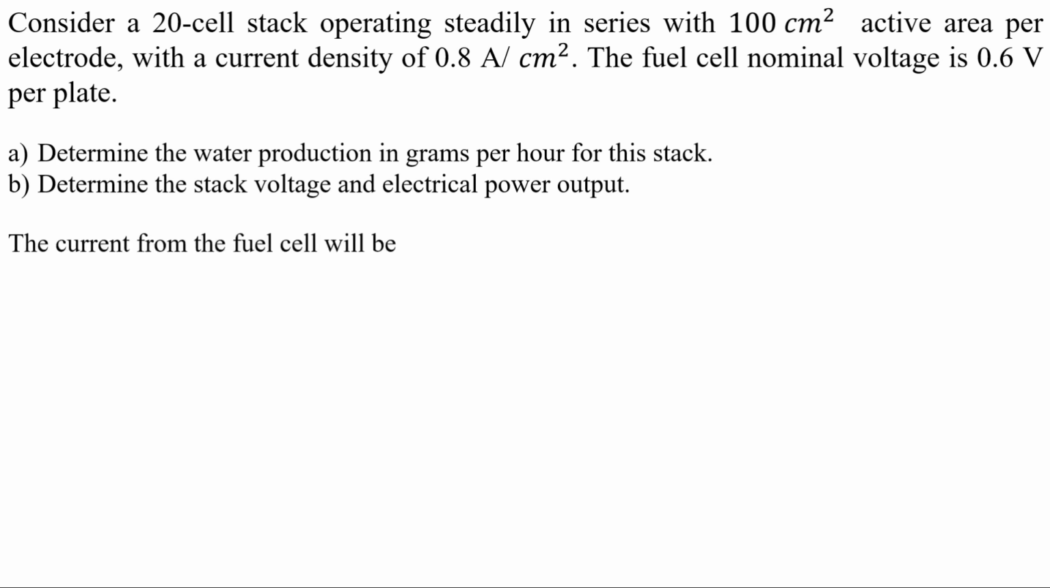First we will determine the current from a fuel cell, and it will be given by I equals iA, where small i is the current density and A is the active area per electrode. Current density is given to be 0.8 ampere per centimeter square, and active area is 100 centimeter square per electrode, as given in the problem statement. So for this fuel cell, the current is 80 ampere. It means that the 20 cell fuel cell stack is capable of producing 80 amperes of current.